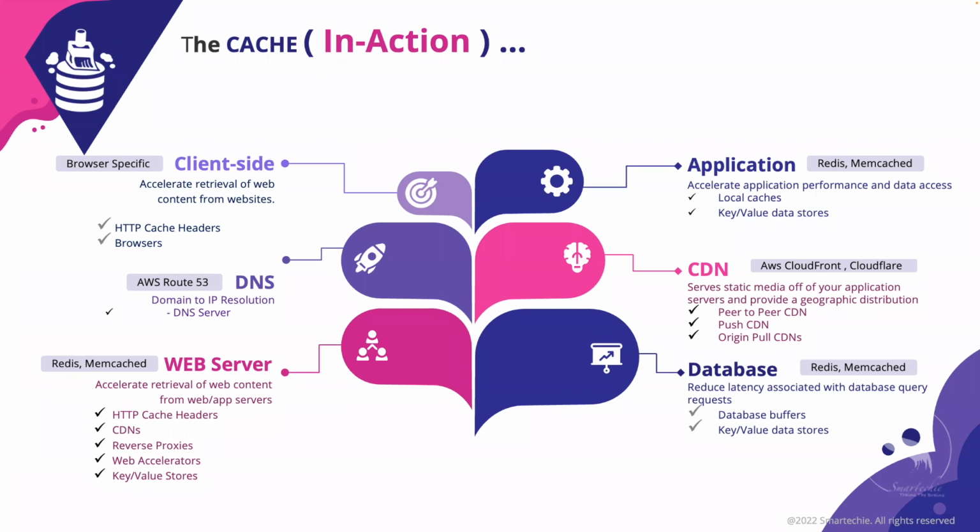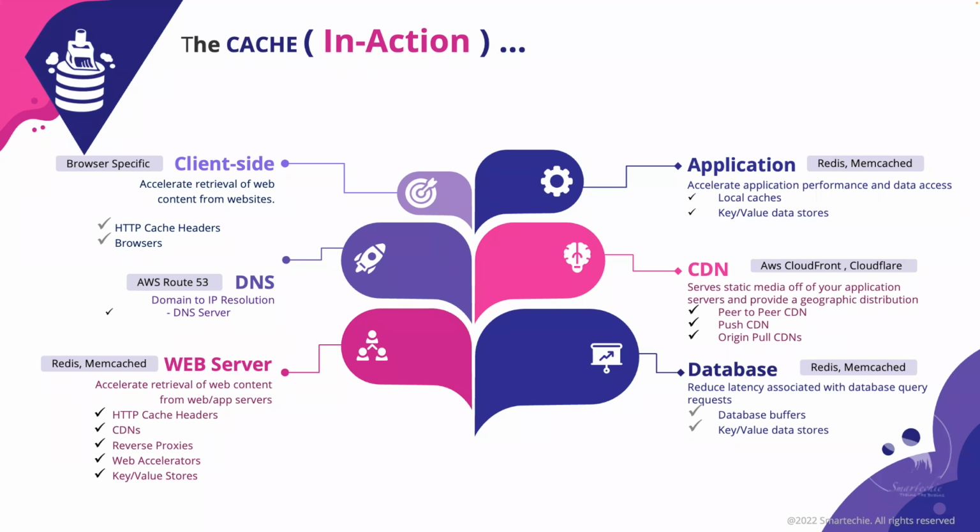The other one is application caching. Application caching is used to accelerate application performance and data access. If any data is being used for multiple iterations or multiple calculations, maybe that can be cached locally, and the data can be stored in a key value way, right? Redis and Memcache tools also provide those kinds of facilities and services.